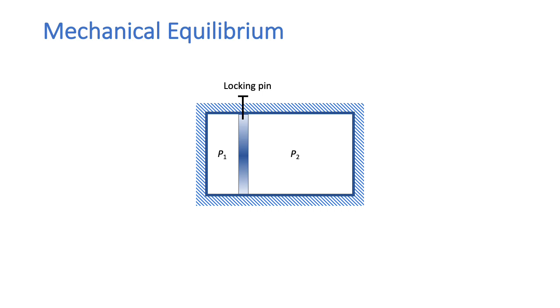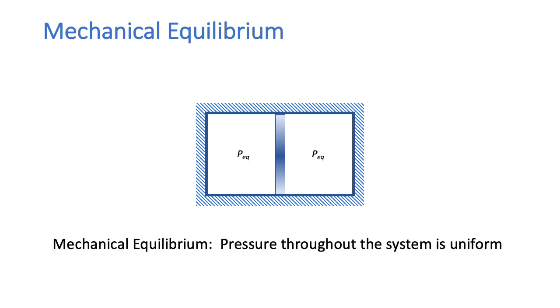We have an insulated cylinder over here with a piston which is held in place with a locking pin. The pressure on the two sides of the piston is different. It's P1 on one face and P2 on the other. Now, if we remove the pin, the piston will move until it reaches a state of equilibrium where the pressure on both sides of the piston is the same. It is now in a state of mechanical equilibrium, where the pressure throughout the system is uniform.